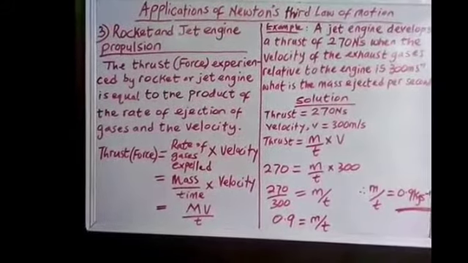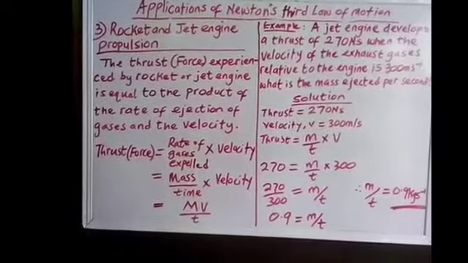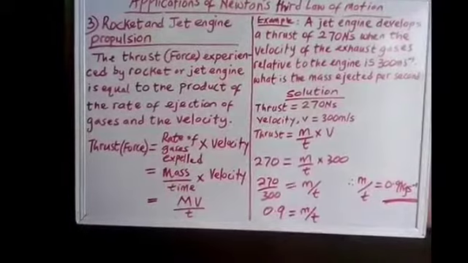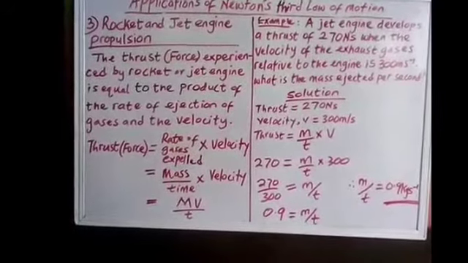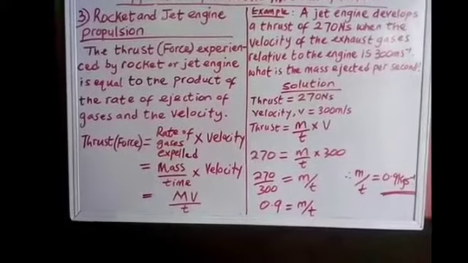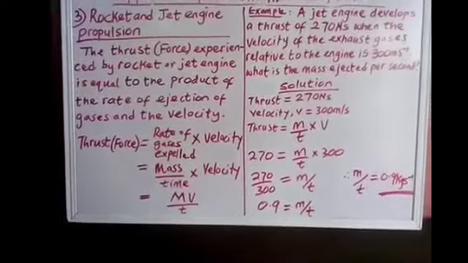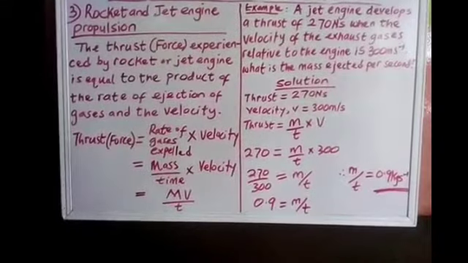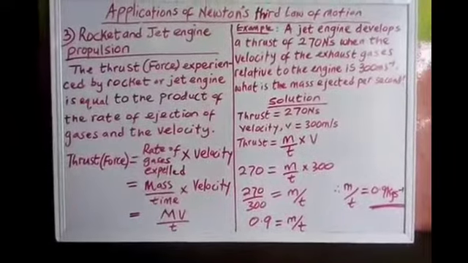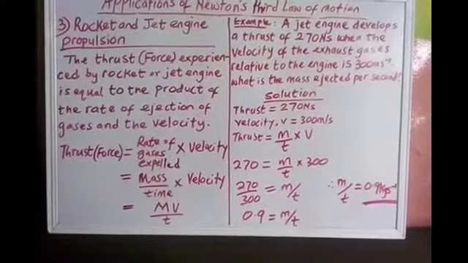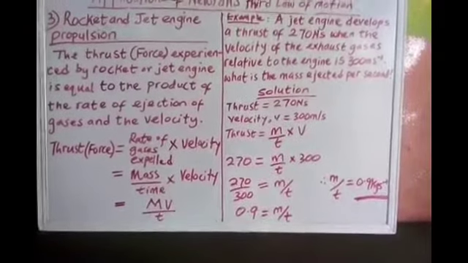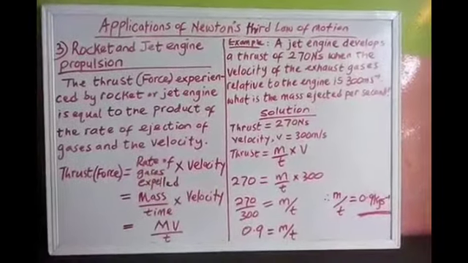So from there, we have our thrust equals rate of gases expelled multiplied by the velocity. Rate means mass per time. Rate of gases expelled is mass per time. So we have mass per time multiplied by the velocity. From there, mathematically using symbols, we have mv all over t. So we are saying the thrust, which is the force that a jet engine or rocket will experience, equals mv all over t. Let's take an example.